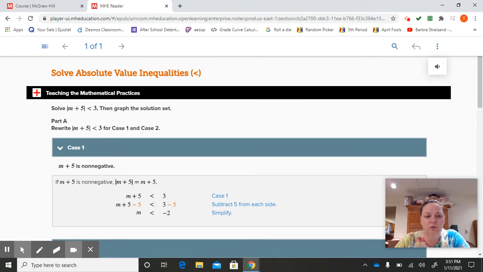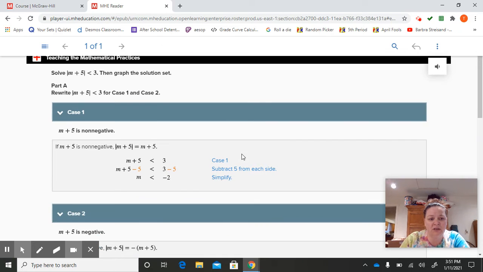Solve the absolute value of m plus 5 less than 3, then graph the solution set. So the first thing we want to do is rewrite absolute value m plus 5 less than 3 for the cases where it's non-negative and negative.